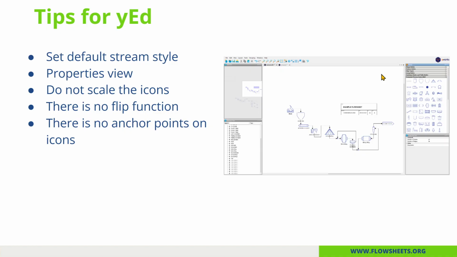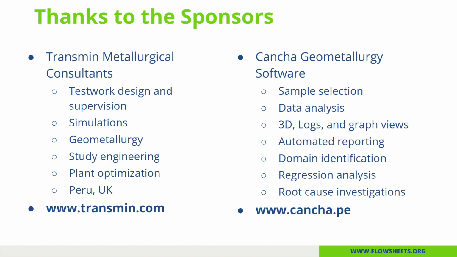Just keep them the size they are, and there is no flip function. So if you wanted, for example, a feeder or something like that to go the other way around, unfortunately, yEd doesn't have that. And that is one of the limitations of the software. Another limitation is that there's no anchor points. So if you wanted to automatically come in and out of a certain point, you can't do that. But you can move the streams around once they're on there. You just have to put your mouse over the top and drag them up and down.